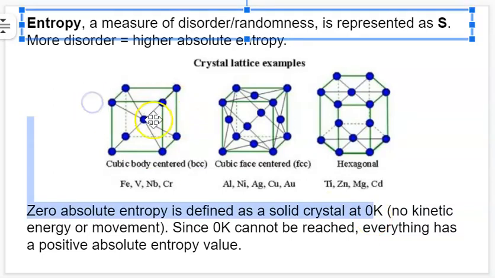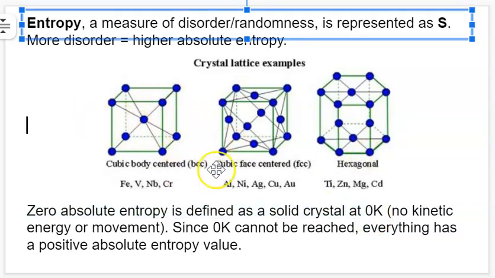Because crystals are highly ordered structures. So crystals are not disordered at all. And 0 degrees Kelvin, absolute zero temperature, would indicate no kinetic energy or movement of particles. So everything is ordered and still. It's like a perfect ordered system. But technically, 0 Kelvin can't actually be reached. You can only asymptotically reach 0 Kelvin, which means that anything in the universe actually does have a positive entropy value. And there's no such thing as negative absolute entropy.